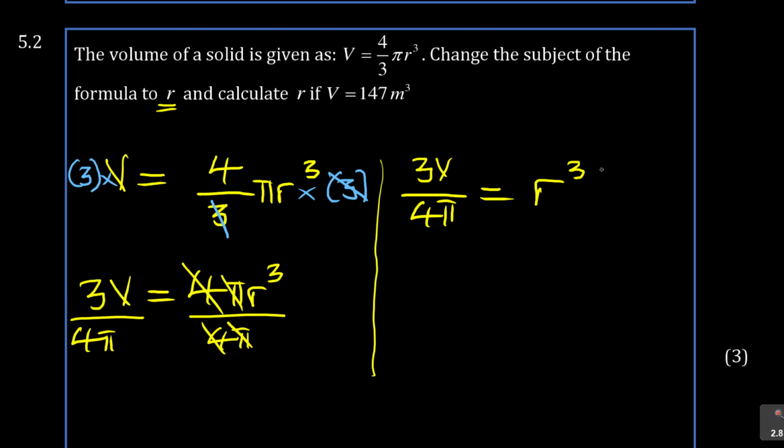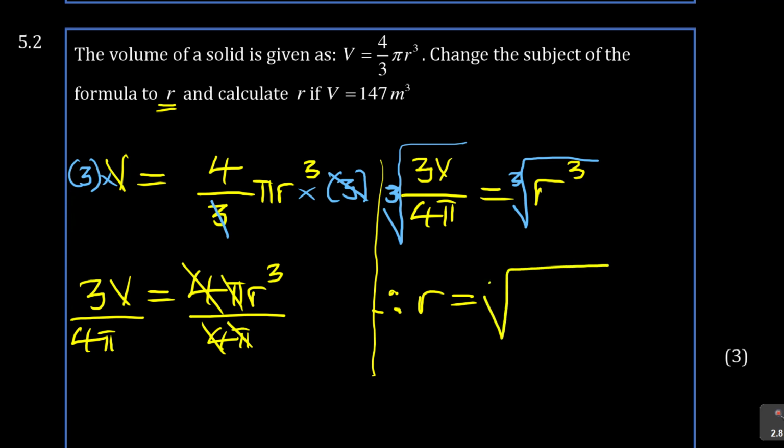Just like the r squared, what you do from here is still the same. You find the cube root now, because the power is 3, so you find the cube root. Just like that. You understand? So now, when you do that, you get r. Therefore, r is equal to the cube root of 3v over 4 pi.